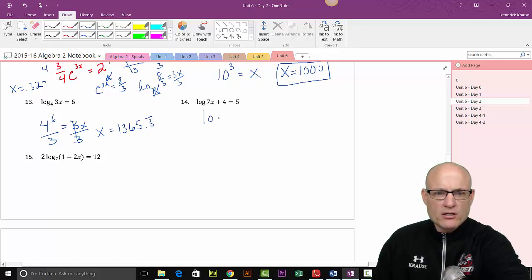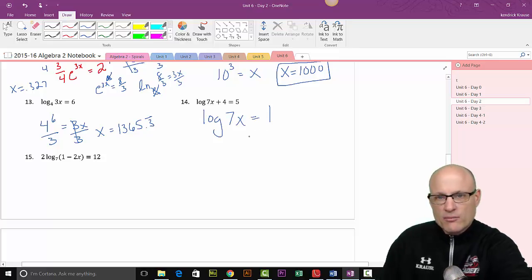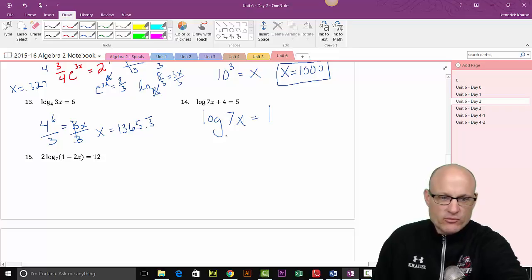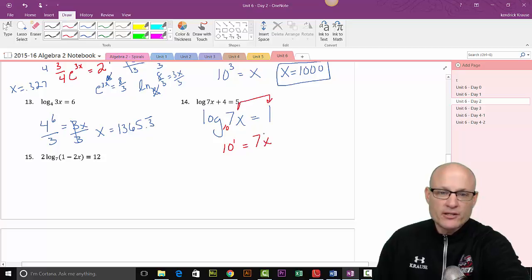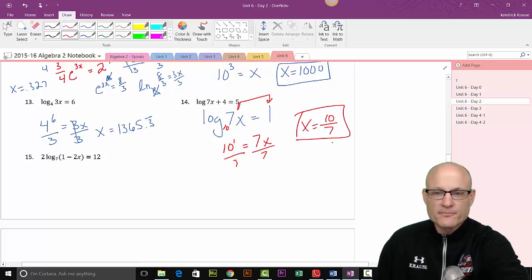Let's see, get the weird thing alone. So we get log of 7x is equal to 1. It's all about that base. So don't forget, there's really a 10 sitting here. So 10 to the 1 is equal to 7x. These two things change place. Divide by 7, and I get x equals 10 over 7. That's good enough.